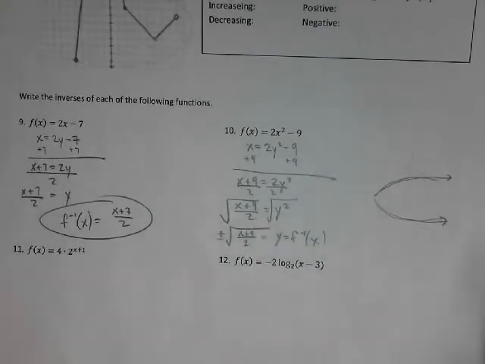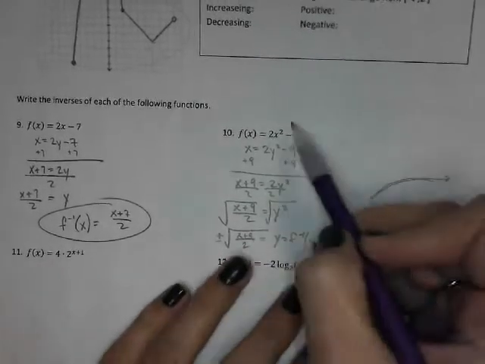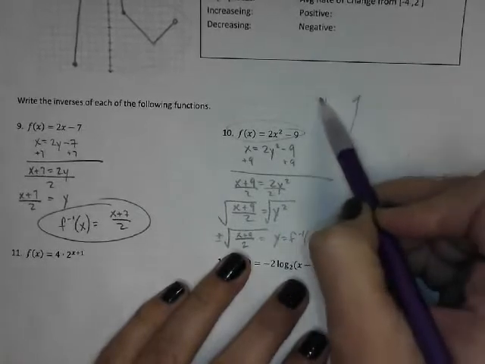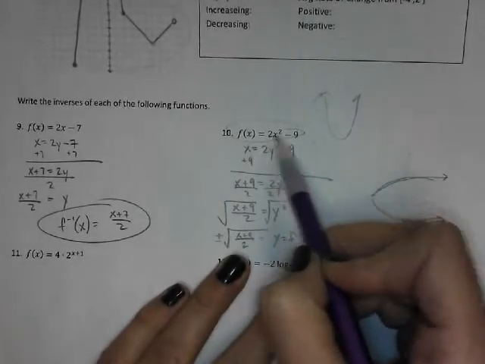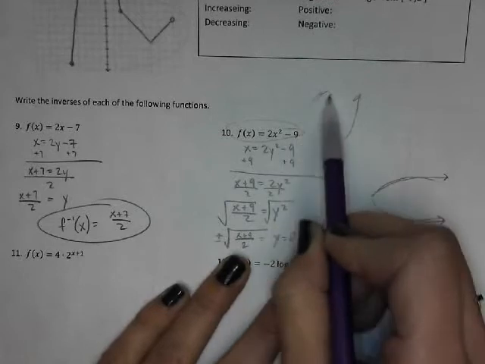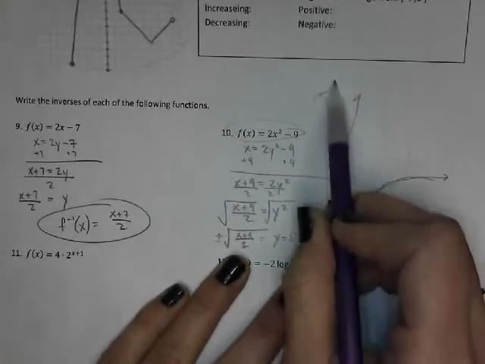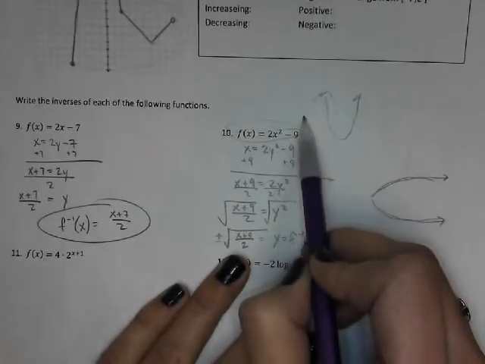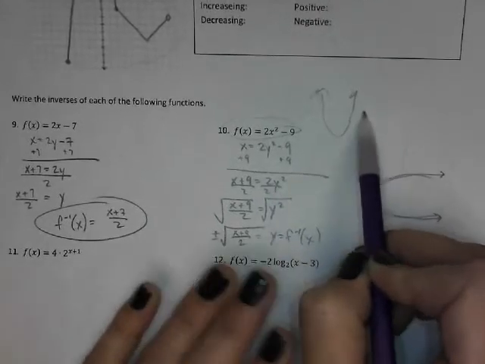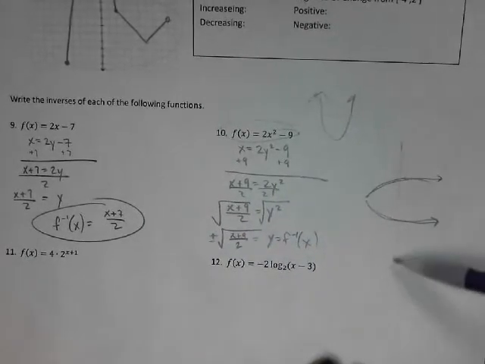We should have known that the inverse was not going to be a function because the original one, the parabola that opens up, fails the horizontal. So this is a function, because it passes the vertical. But its inverse will not be a function because it fails the horizontal, which is why its inverse fails the vertical.